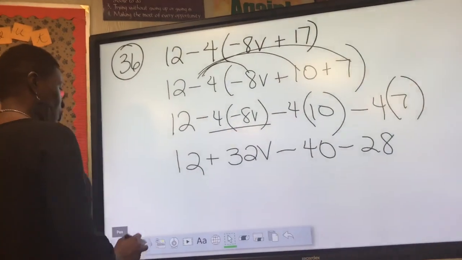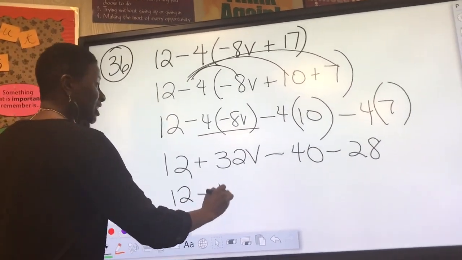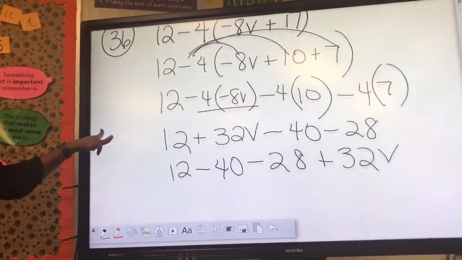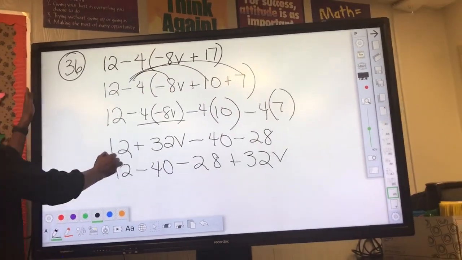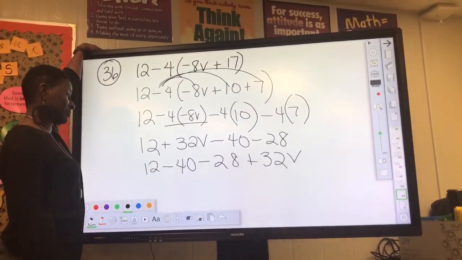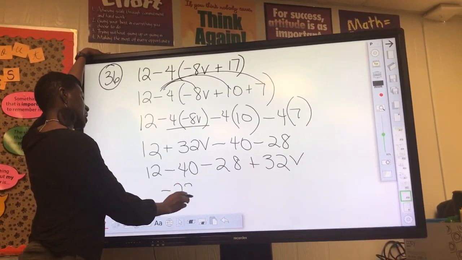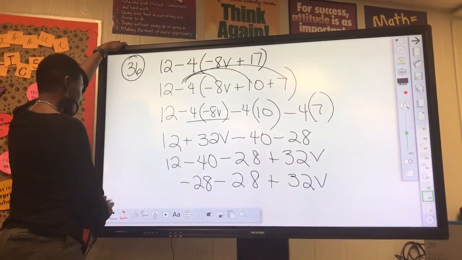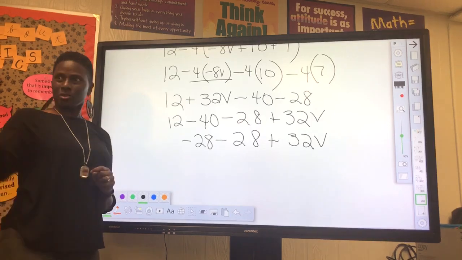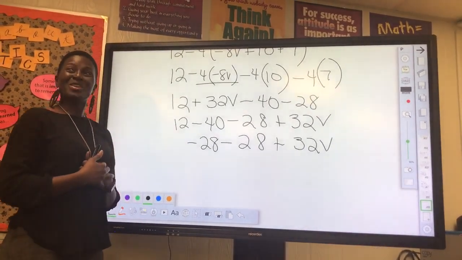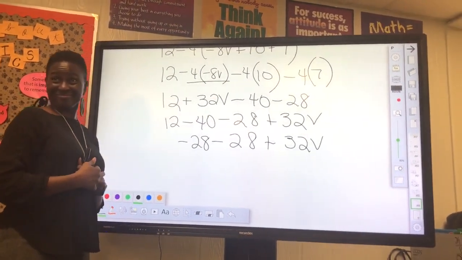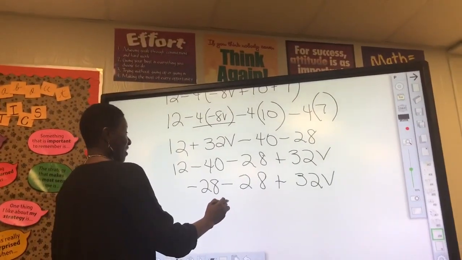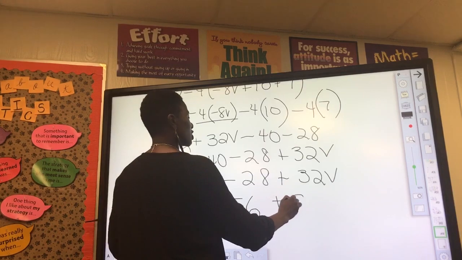So let's roll. What do I have? I got 12 minus 40 minus 28 plus 32v. Now, 12 positives, 40 negatives. Am I going to have positives or negatives left? Negatives. It's going to be negative 28 minus 28 plus 32v. Be careful. They're both negative, so you add them up together. Negative 28 and negative 28 is negative 56, plus 32v.